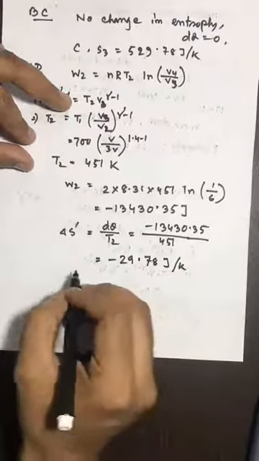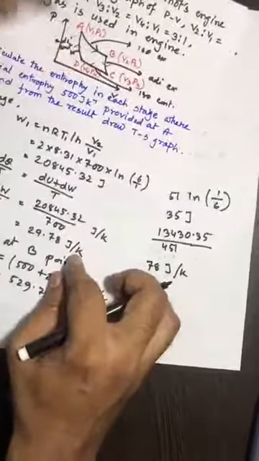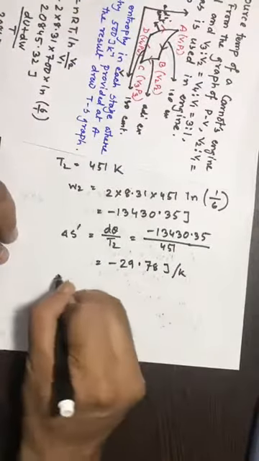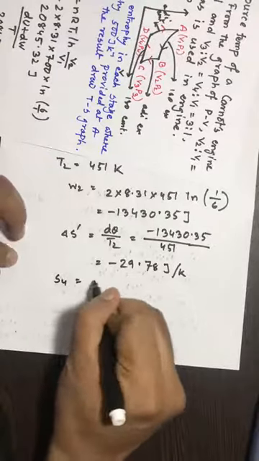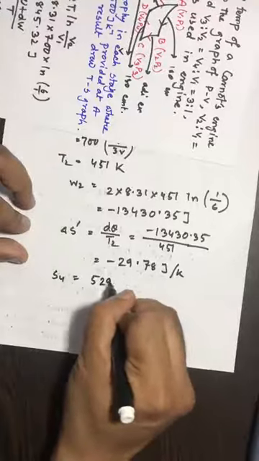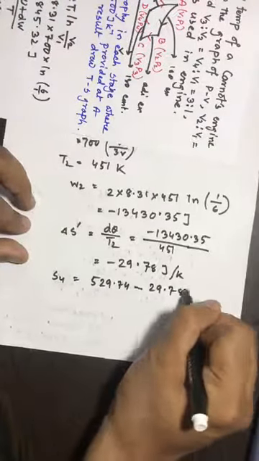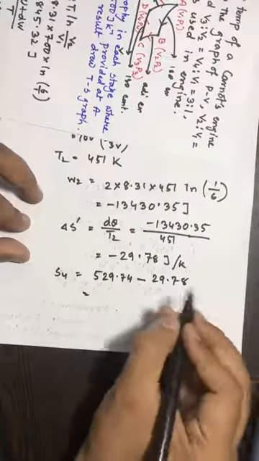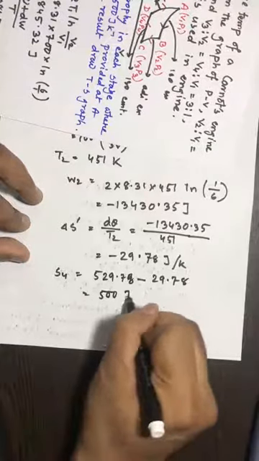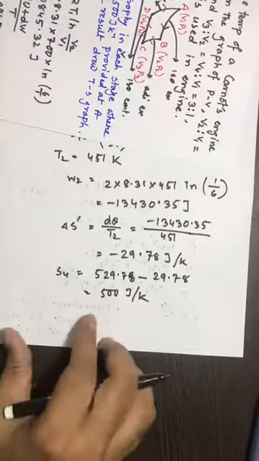Okay, so at the S4 point, you see that S4 point. So at point D, the entropy S4 equals 529.78 minus 29.78. So only 500 joule per Kelvin comes in this case. You find that very easy, done.